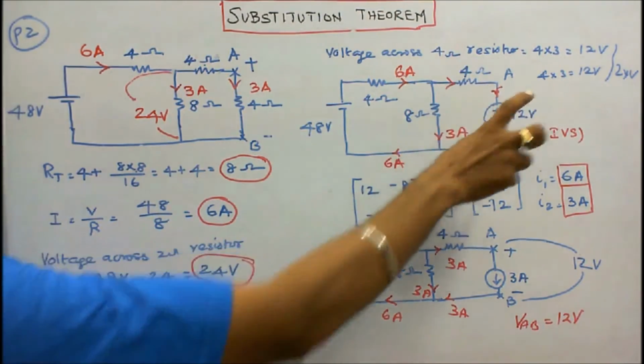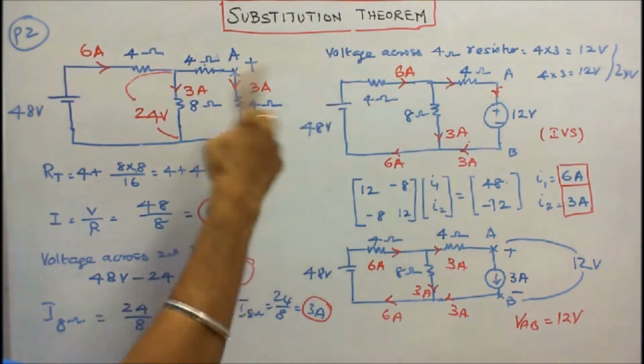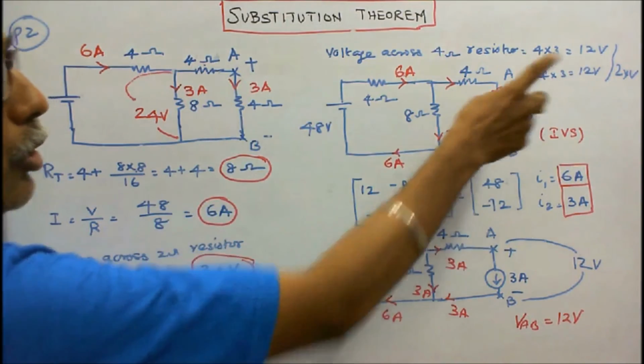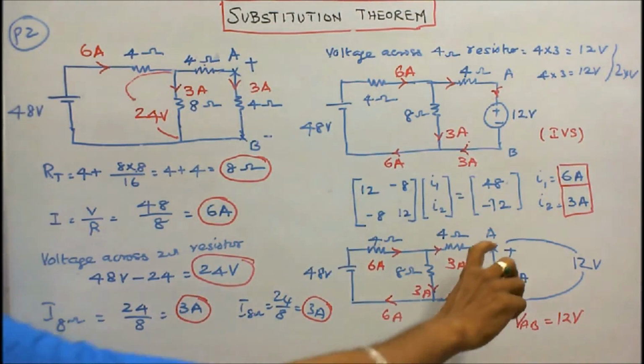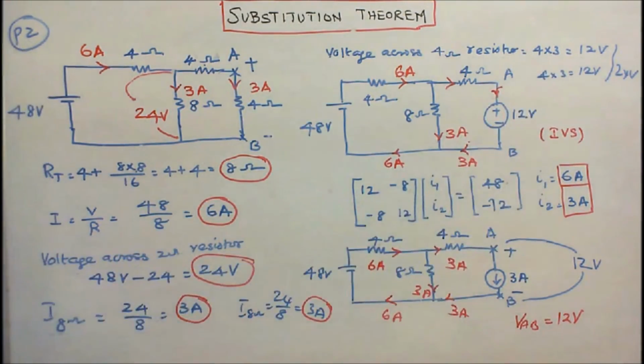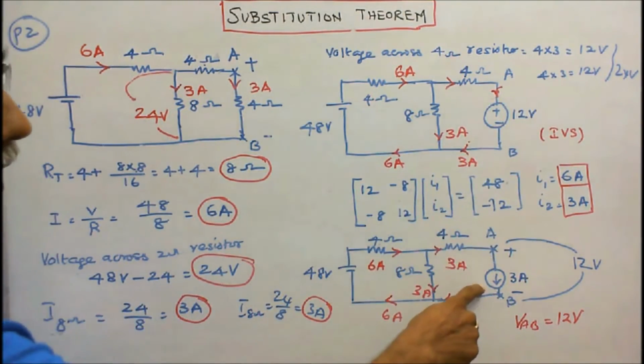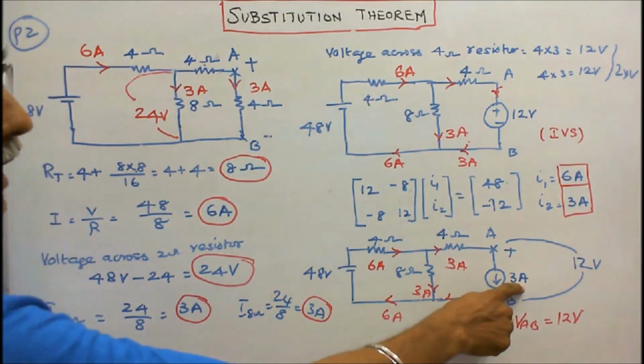Here I can replace the 4 ohm resistor and substitute the independent voltage source of 12 volts. Similarly, I know the voltage across AB is equal to 12. I can substitute a 3 amp current source. Here this is an independent current source.